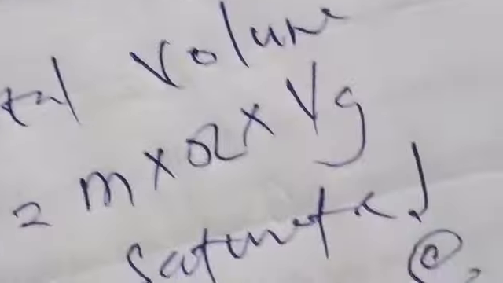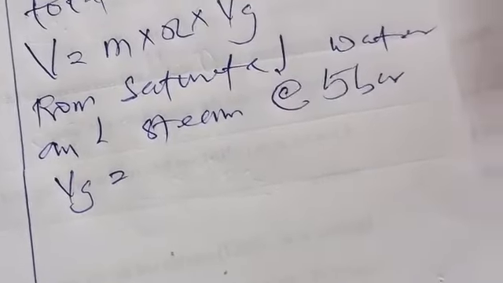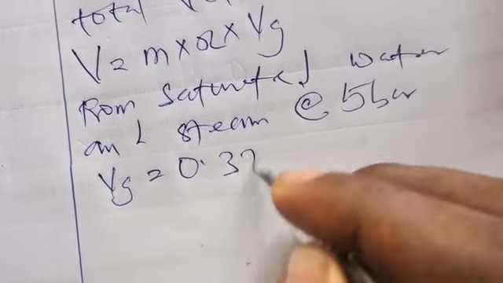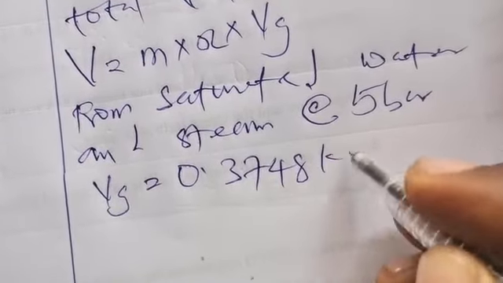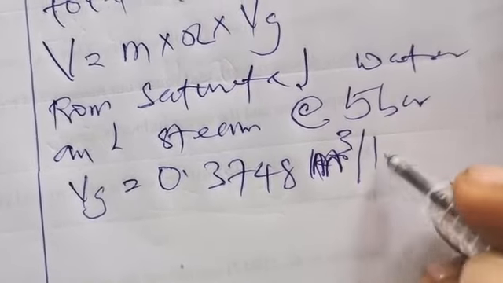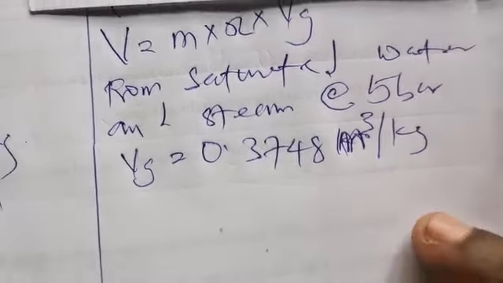So Vg is simply 0.3748, which is 0.3748 meter cube per kilogram. So we have this.